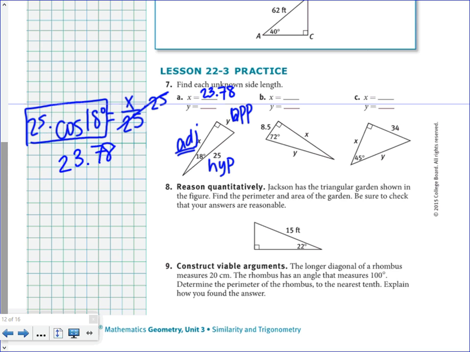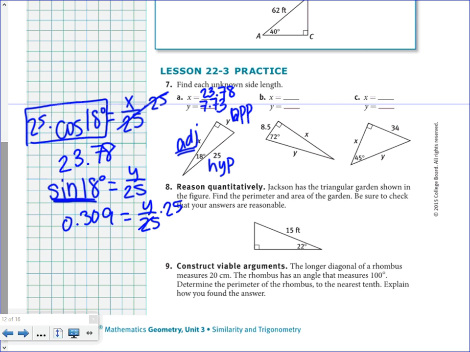So y is opposite, 25 is hypotenuse. So that means I'm going to use sine of 18. And so I have y over 25. And so if you solve that equation, you should get 7.73. So again, more specifically, if you need help, find your sine of 18, 0.309. And then you're always going to be multiplying by what's in your denominator so that they cancel. So then multiply by 25 to get that 7.73.